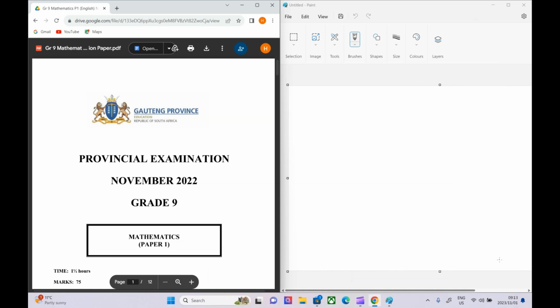Last paper for grade 9. This is paper 1, and we're going to be looking at question 5 today, which is all about sequences.